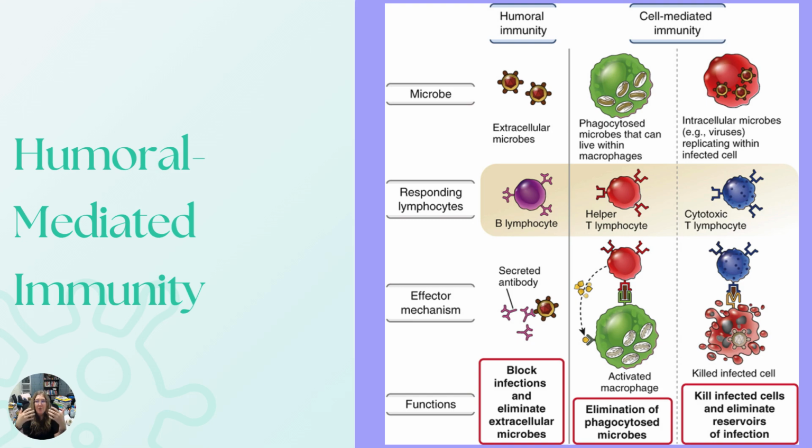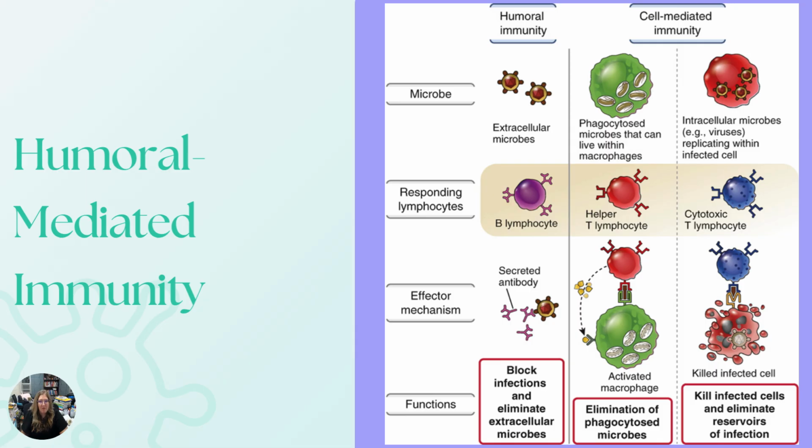All right, so now we're really starting to dive into the adaptive immunity, and into the different strategies. So, humoral immunity is primarily associated with our B cells and our antibodies. So, think about an extracellular organism, something that's out where an antibody can actually get to it.